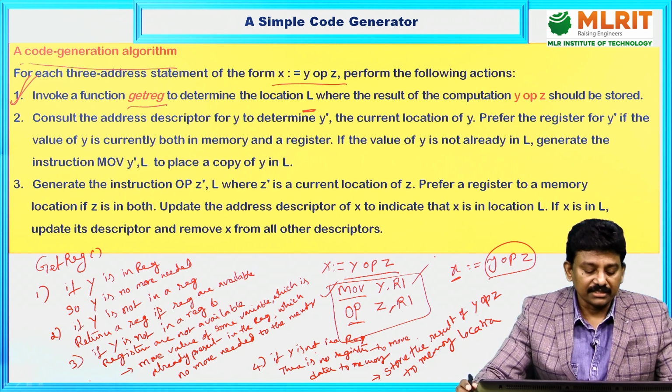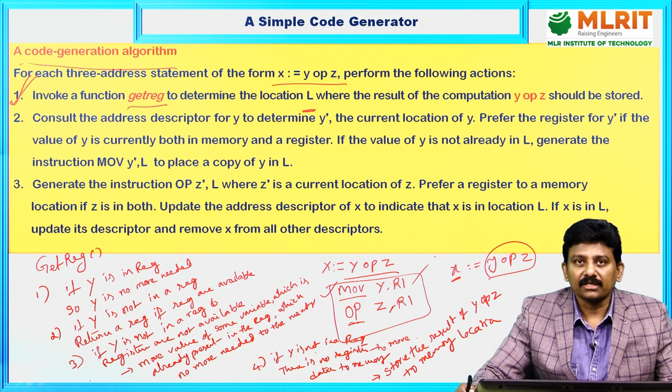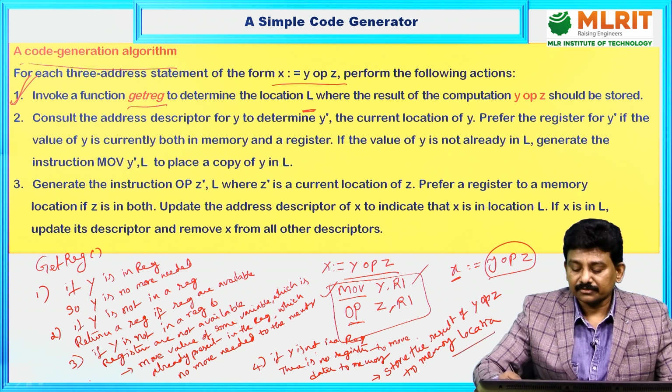Third option, if y is not in a register and the registers are not available, then we can move the value of some variable which is already present in a register, which is no more needed, to the memory location. Fourth option, if y is not in a register and there is no register to move the data to the memory, because the values of variables stored in the registers are all needed, so we cannot move the data to a memory location, then we have to move our result, the result of YOPZ, to the memory location.